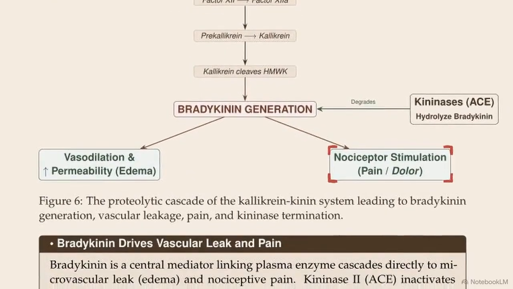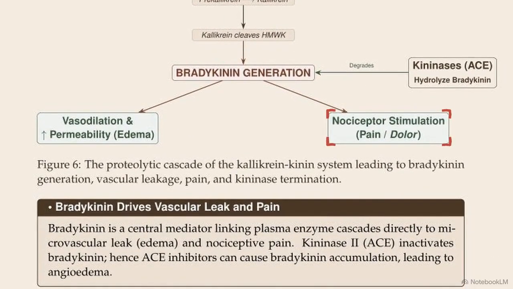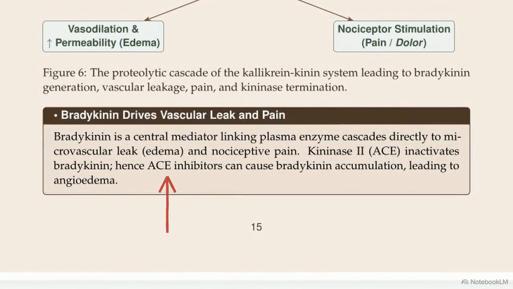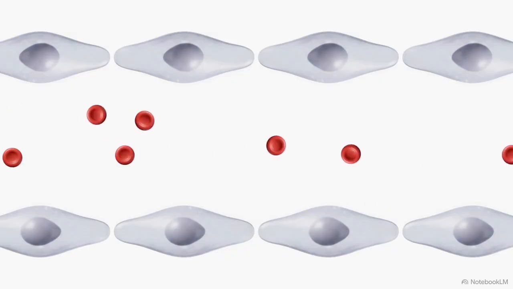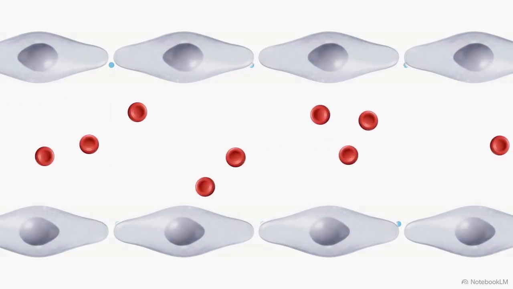Bradykinin stimulates nociceptors, generating pain. ACE enzymes rapidly degrade it. If blocked by ACE inhibitors, bradykinin accumulates, potentially causing severe angioedema. The entire purpose of these vascular and chemical shifts in zones 1 and 2 is to set the stage. They prime the local environment so circulating immune cells can successfully enter the damaged tissue.